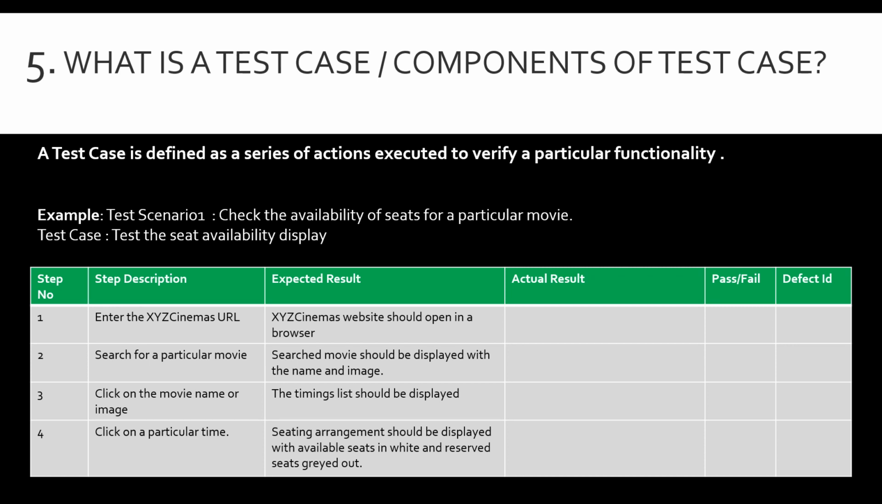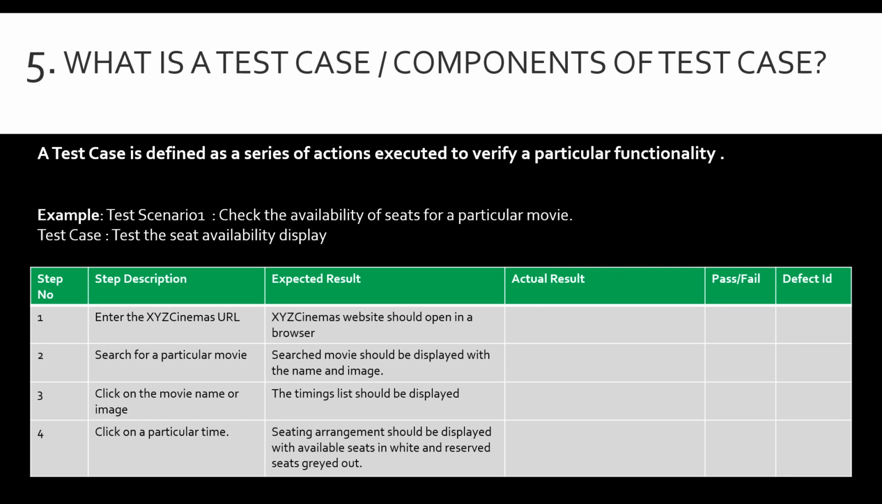So this answers what the components of a test case are, if asked. These are the key columns. There can be additional columns used by the SIT testers, but if it's from a UAT perspective and you're preparing a test case, this is more than sufficient. So let's look at the example.